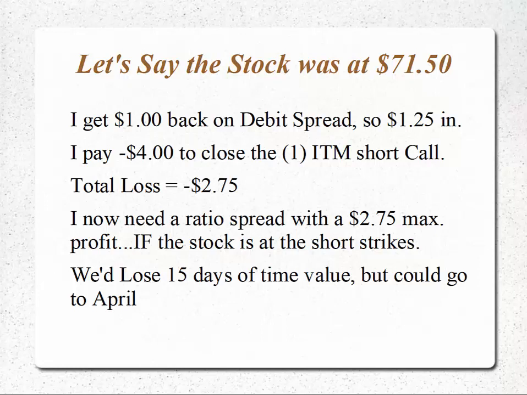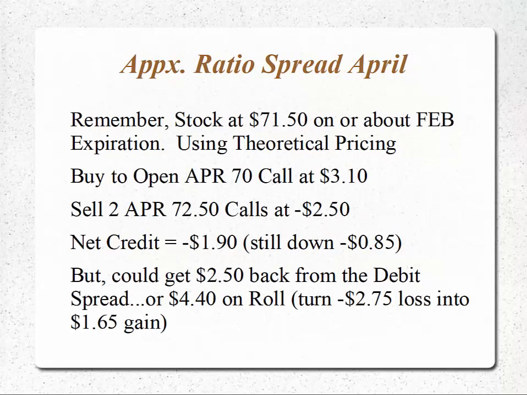on the position. Now, to repair this, I'd need a ratio spread with a $2.75 max profit or higher, again, if the stock is trading right at the short strike prices. So let's assume we lose 15 days of time value from today to February 15th, but I could go out to April. Remember, the stock is at 71.50 on or about February expiration. Using theoretical pricing, the April 70 call would be priced around 310, and the 72.50 calls would be around 250. Not a guarantee, but we're using this as an example.